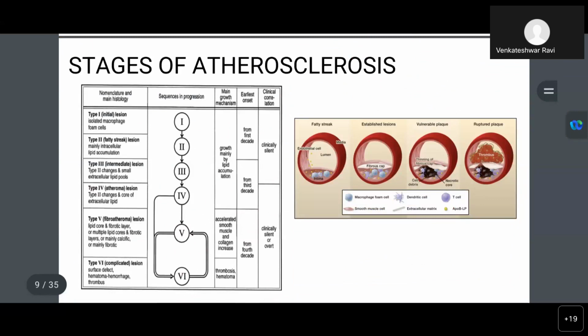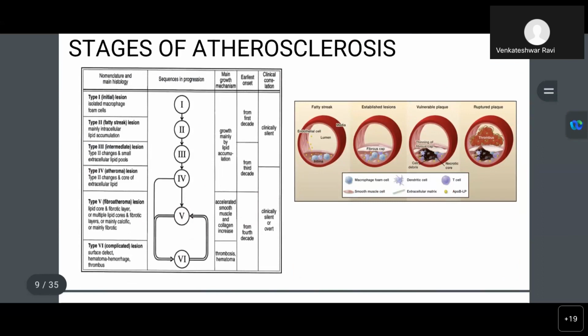First is the initial lesion, typically a type 1 isolated macrophage foam lesion, which is basically microscopic. The first visible lesion is a fatty streak, mainly intracellular lipid accumulation, followed by type 2 changes and small extracellular lipid pools. Type 4 is the atheroma lesion, type 2 changes with extracellular lipid accumulation. Type 5 is fibroatheroma, and type 6 is complicated lesions, where the surface of the fibroatheroma develops a defect, and it causes complications such as hematoma, hemorrhage, and thrombus formation.